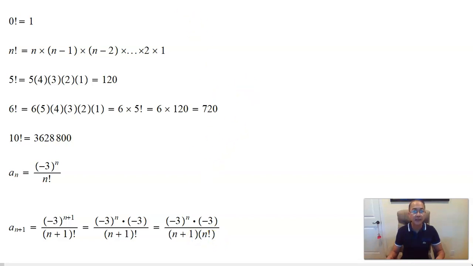So we have n plus 1 times n factorial. 6 factorial is 6 times 5 factorial. All right, n plus 1 factorial, one more time, is n plus 1 times n factorial. Okay, so now we're ready to compute the ratio and find its absolute value.